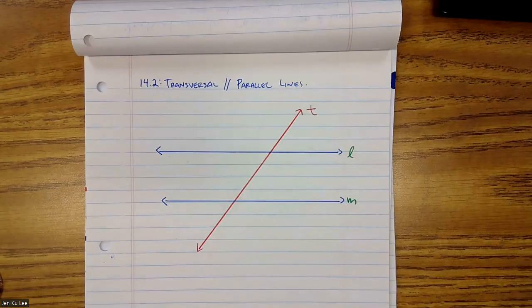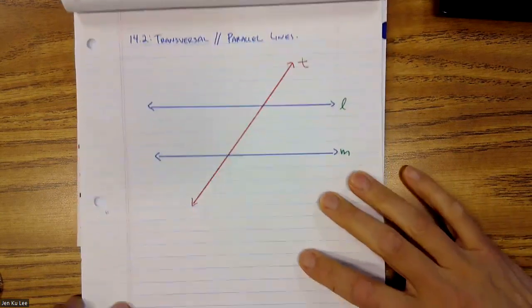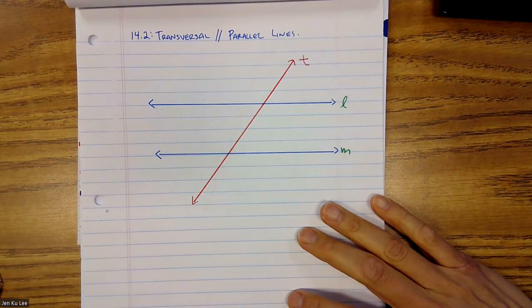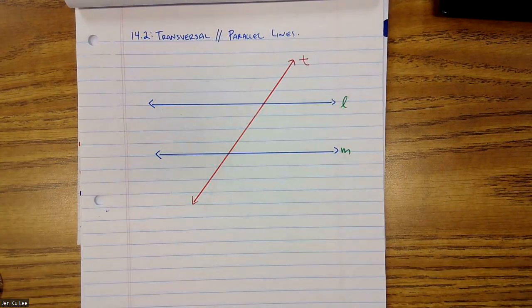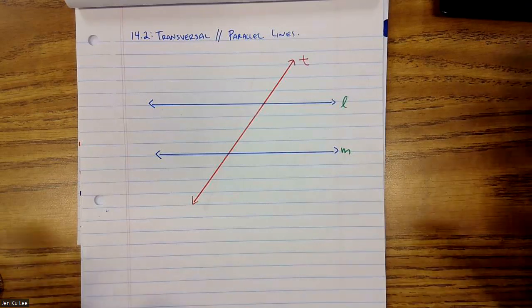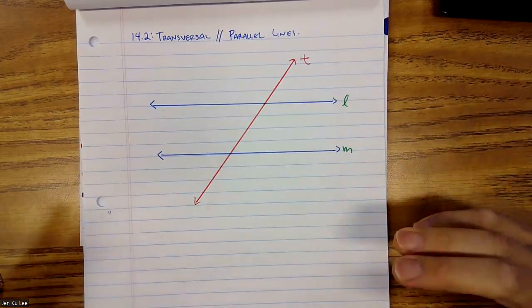So we are doing 14.2 and a little bit of 14.3. 14.2 is on transversal and parallel lines. So before we get into what they do and how we're going to use it in this class, what are parallel lines? Lines that never interact, they never intersect, right? They're still friends, but they're just distant.